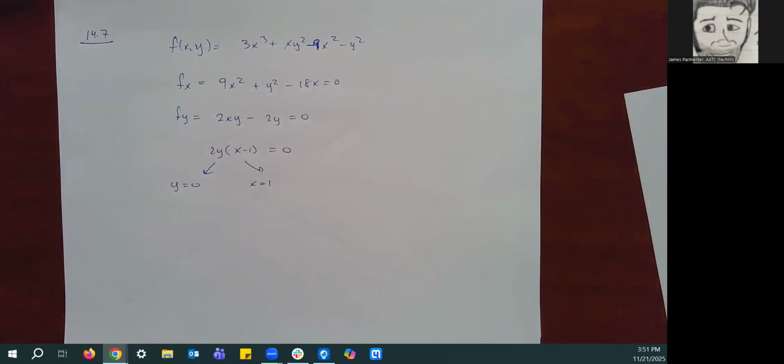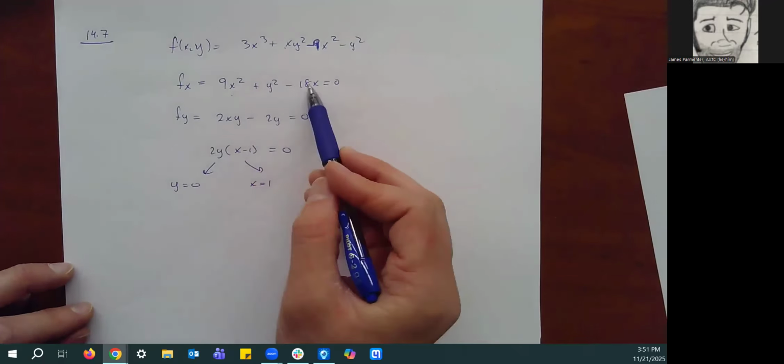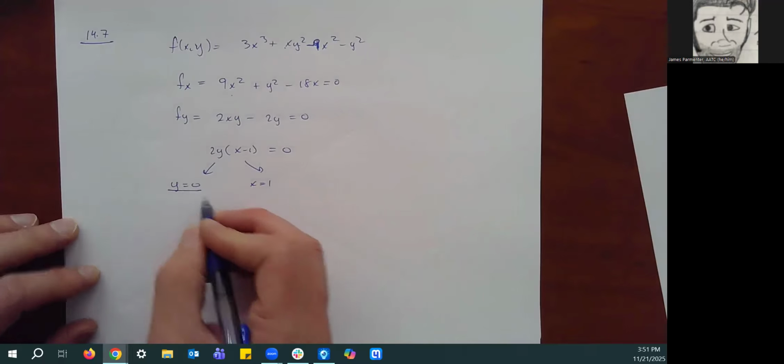Because we need to find a point that makes both of these equations equal to 0 at that same point. And if you plug in 1 for x and 0 for y, you get 9 plus 0 minus 18, which is not equal to 0. So each of these are going to lead to more critical points.